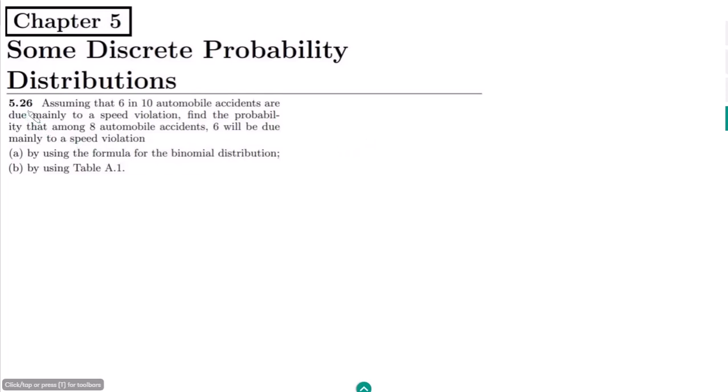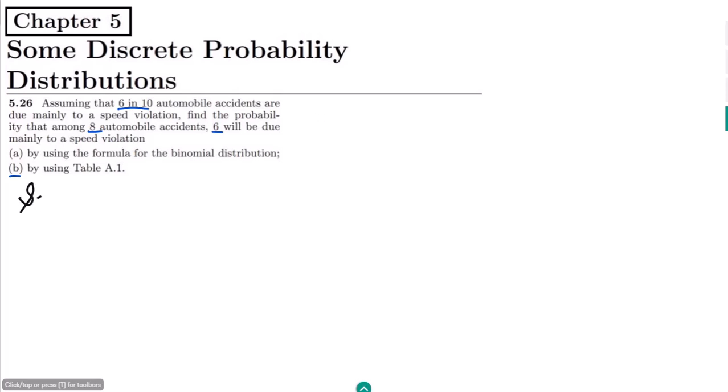So this is question 5.26 and the statement of this question is: assuming that 6 in 10 automobile accidents are due mainly to a speed violation, find the probability that among 8 automobile accidents 6 will be due mainly to a speed violation. Okay, so we have to do it how? In part A, we have to use the formula for binomial distribution for finding the solution, and in part B, we have to solve it by using table A.1. Okay, so let us solve it here.